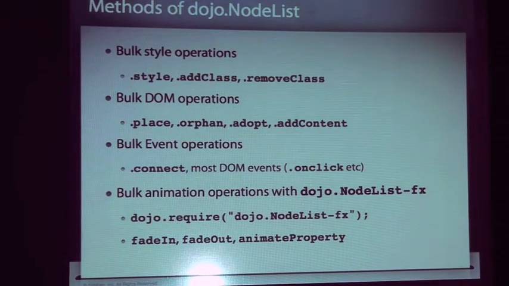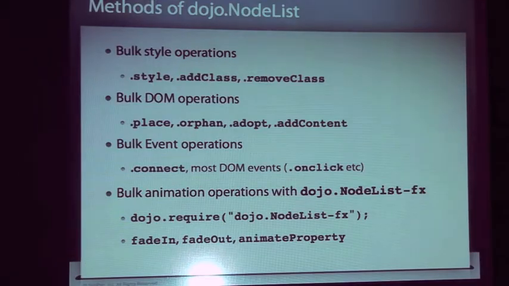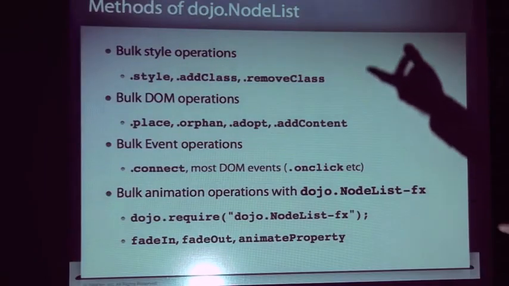Some bulk operations are .style, .addClass, .removeClass, place, orphan, adopt, right? And then we also have more advanced operations. You can do simple animations, but then we have advanced animations where you can fade in, fade out, and animate properties in bulk. Any questions on that? I was mentioning extending, right?